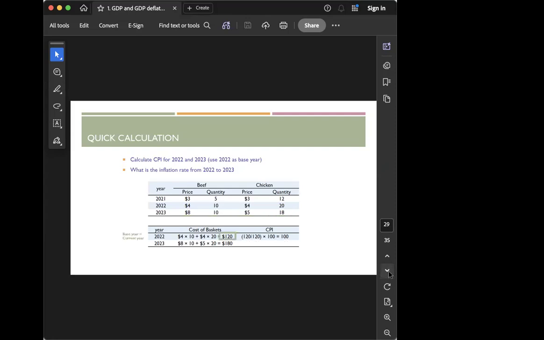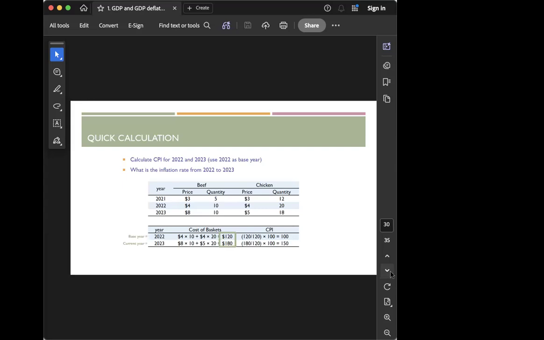And now we're going to calculate CPI. For 2022, the base year is equal to the current year, so we just use the same number: we divide 120 by 120 times 100, which is equal to 100. And this is always true for the base year.